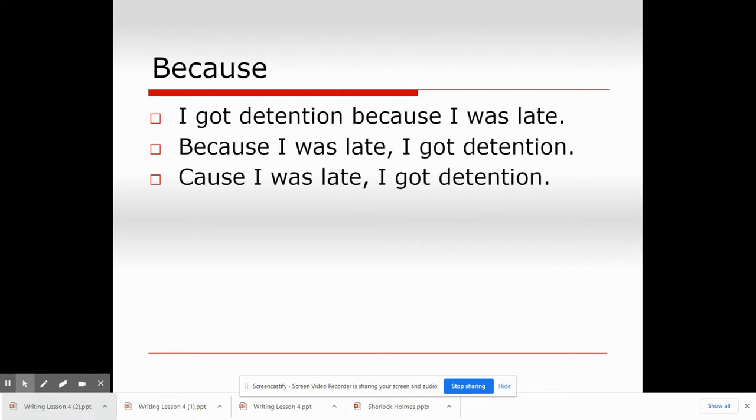If you have, like this first example, I got detention because I was late, then do not put a comma between detention and because. So, again, that goes back to our rules for commas about essential and non-essential phrases. If it's causal, like this, I got detention because I was late, then you cannot have a comma in between the two parts of the sentence there. All right, and this third example is, of course, wrong because cause is not short for because. So we're not going to use the word cause as a shortening for that word.